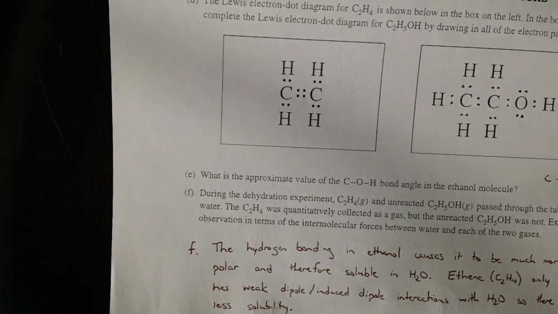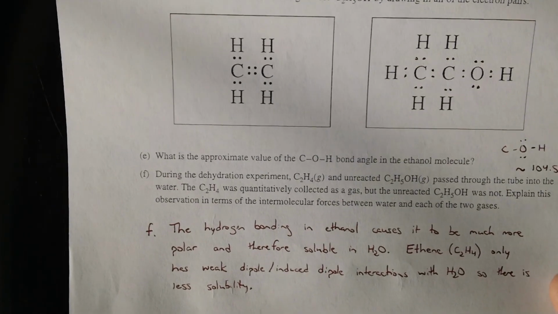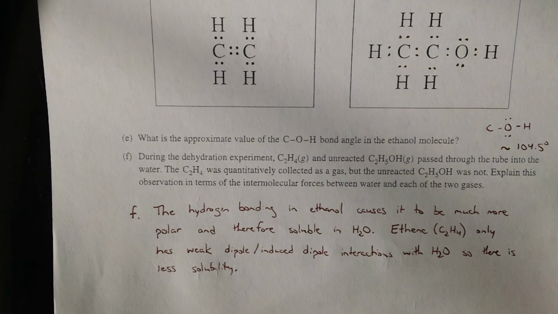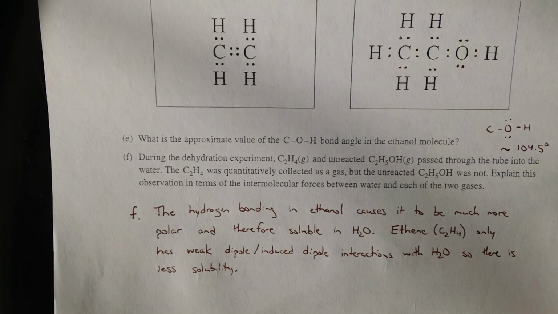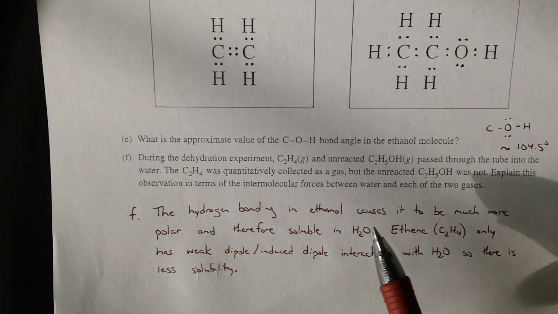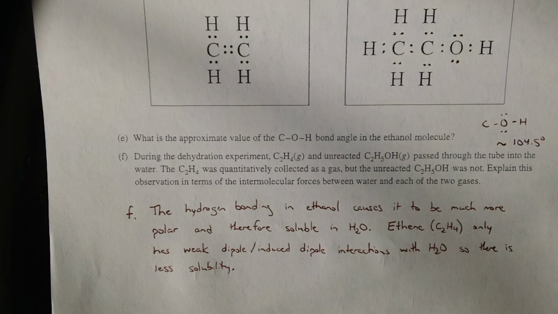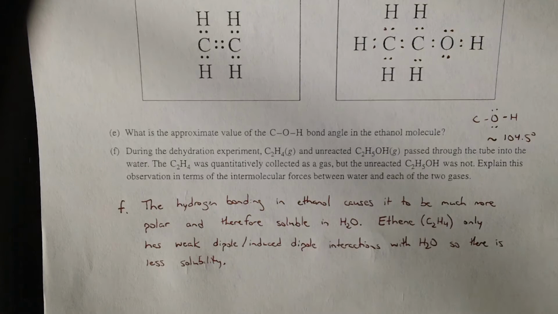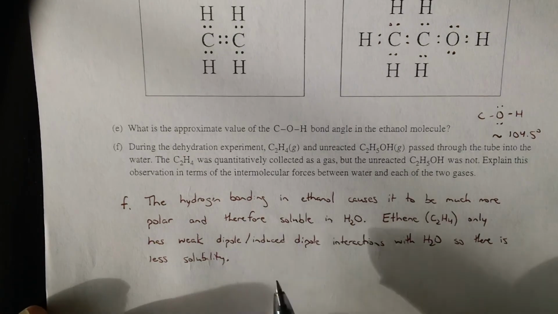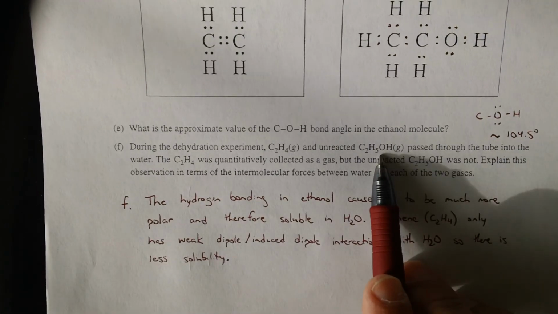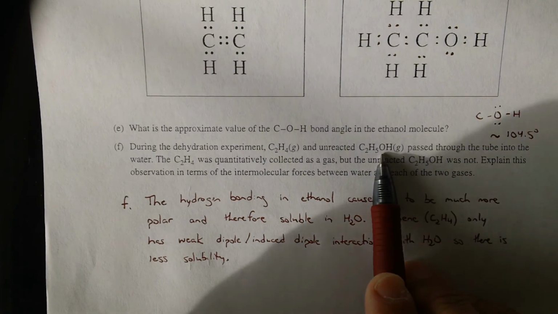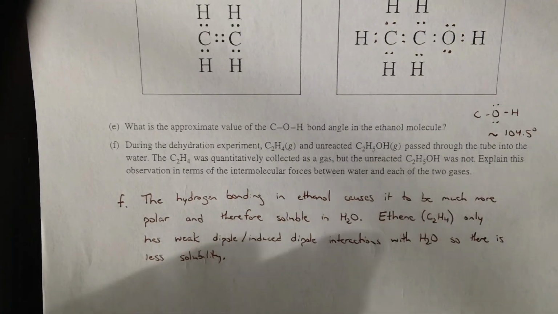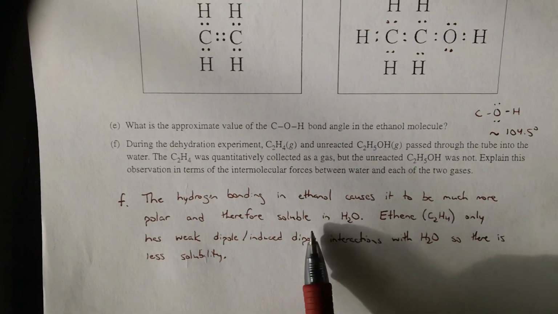And then F says, during the dehydration experiment, C2H4 and unreacted ethanol passed through the tube into the water. The C2H4 was quantitatively collected as a gas, but the unreacted ethanol was not. Explain in observation terms the intermolecular forces between water and those 2 gases. I'm going to feed this to you really quick, and then you can come back and read through my answer. The ethanol has hydrogen bonding between it and the water. And that hydrogen bonding makes it really polar. And so if it's really polar and water's really polar, then it is soluble in that water.